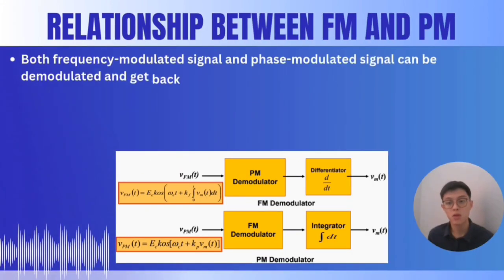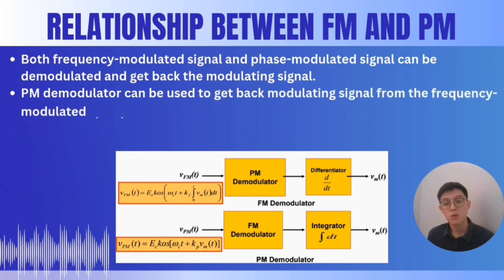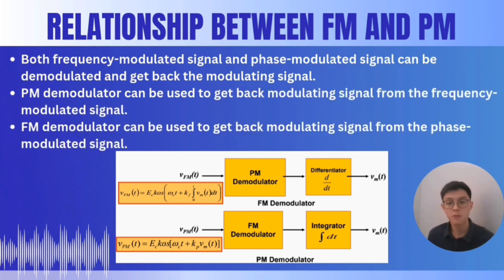Next I'll talk about the demodulation process. Both frequency modulated signals and phase modulated signals can be demodulated to get back the modulating signal. The PM demodulator can be used to get back the modulating signal from the frequency modulated signal, while the FM demodulator can be used to get back the modulating signal from the phase modulated signal. The figure below shows the demodulation process of the PM and FM signal.